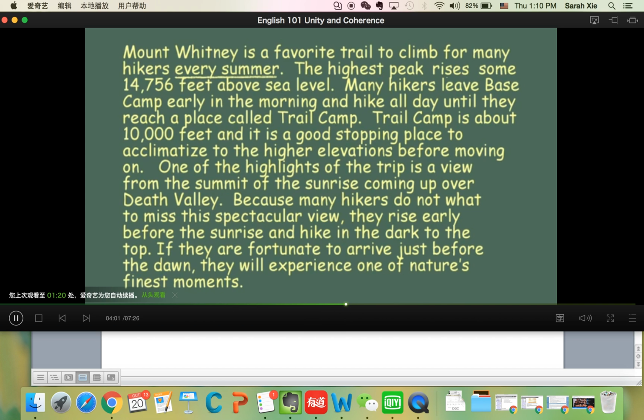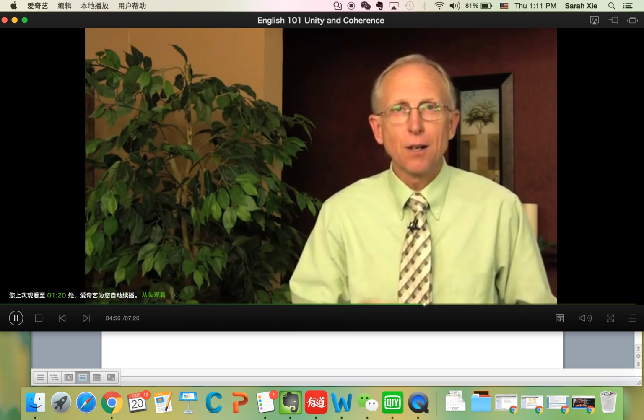The highest peak raises some 14,756 feet above sea level. Many hikers leave base camp early in the morning and hike all day until they reach a place called trail camp. Trail camp is about 10,000 feet, and it is a good stopping place to acclimatize to the higher elevations before moving on. One of the highlights of the trip is a view from the summit of the sunrise coming up over Death Valley. Because many hikers do not want to miss this spectacular view, they rise early before the sunrise and hike in the dark to the top. If they are fortunate to arrive just before the dawn, they will experience one of nature's finest moments. These words and phrases organize the paragraph according to time.